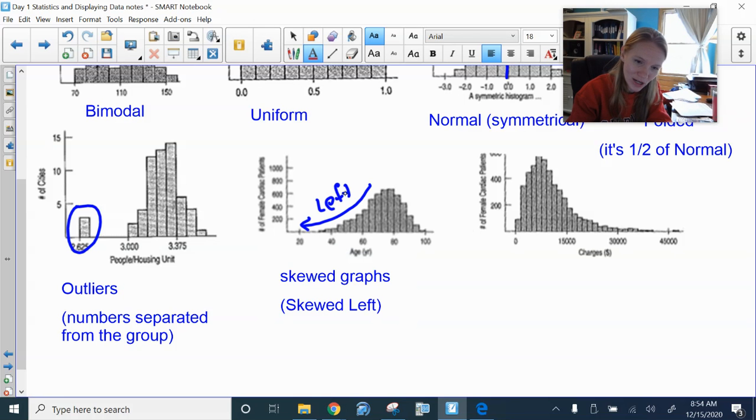Oh, it says I lost my connection again. The last one here would be skewed right. I don't know if you guys can see me or not. Doesn't look like it.